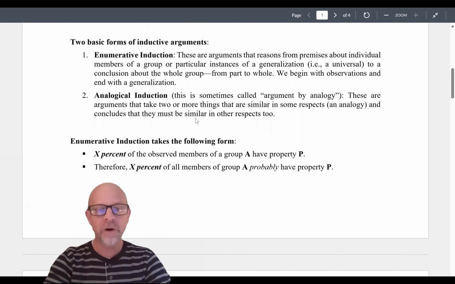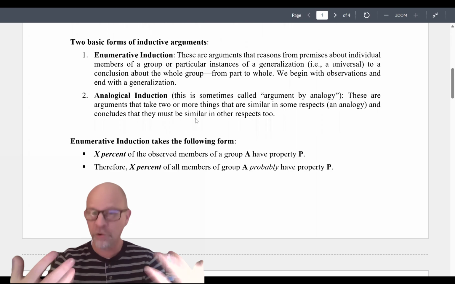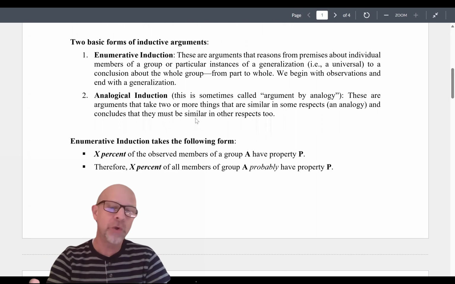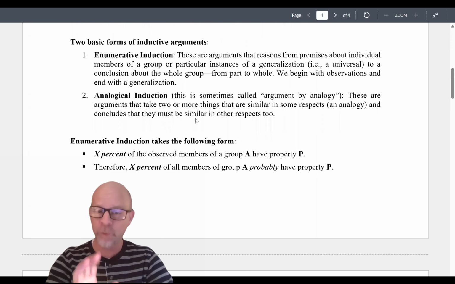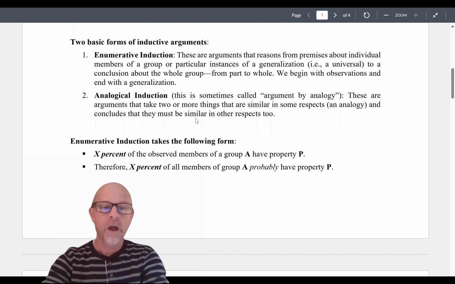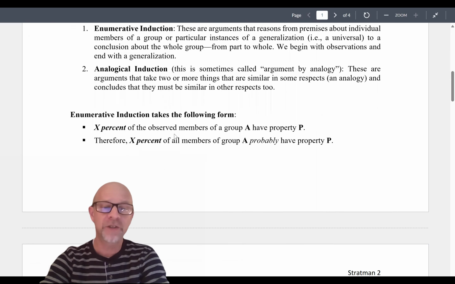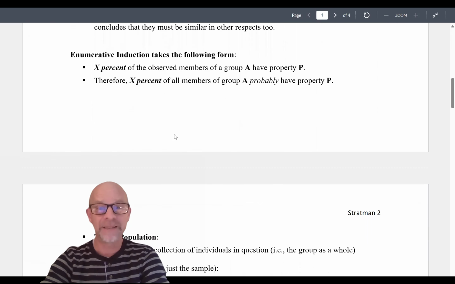There's also a form of inductive arguments that's called analogical induction, and this is sometimes called argument by analogy. Right, so analogical arguments are arguments that take two or more things that are similar in some respects, and we create a kind of analogy, and then we conclude that there must be something that's similar in other respects too. Right, so we'll look at different examples of that form of argument, and we will also consider how to evaluate that kind of argument.